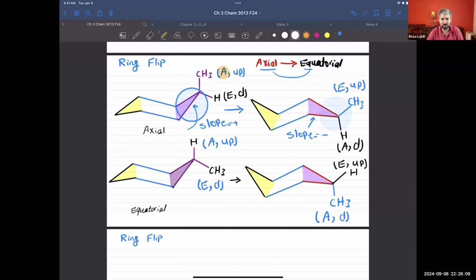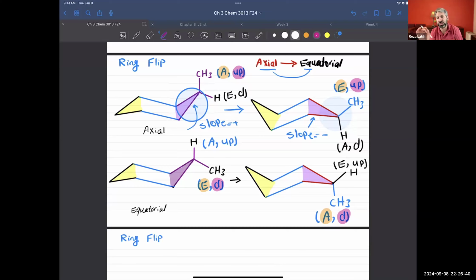Okay, methyl, we started axial, we got equatorial. It was up and still is up. Okay, how about the second example? Methyl was equatorial. Now it is axial. Used to be pointing down, and it still is pointing down. So up, up, or down, down is not going to change.